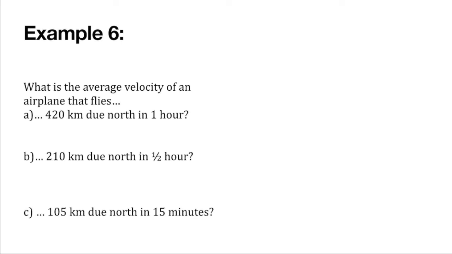We have 420. We're doing velocity. So this tells me my equation is V equals D over T. And how do I know that? Because it tells me due north. What is the average velocity of an airplane that travels 420 kilometers due north in 1 hour?